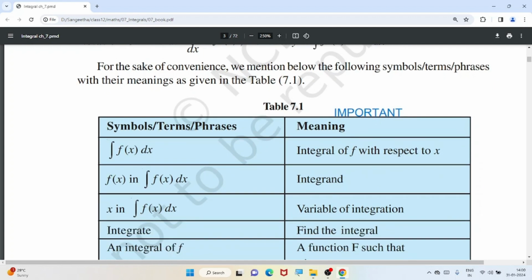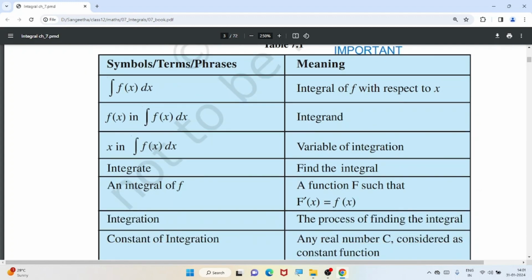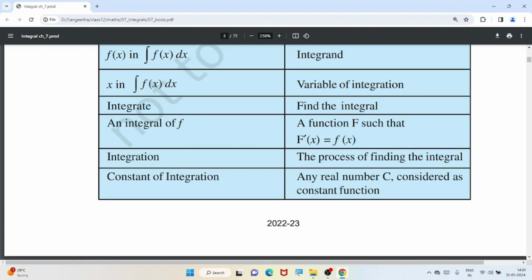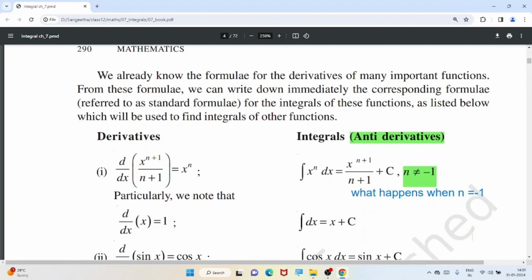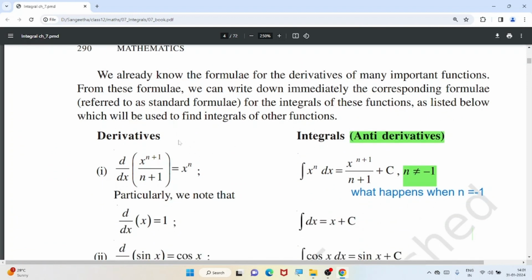This is how you read it: integral f of x dx, integral of f with respect to x. The f of x within the integral is the integrand. x is the variable of integration. Integrate means find the integral, the integral of a function f. Integration is the process of finding the integral. Constant of integration: any real number is considered a constant function. Those are all definitions.